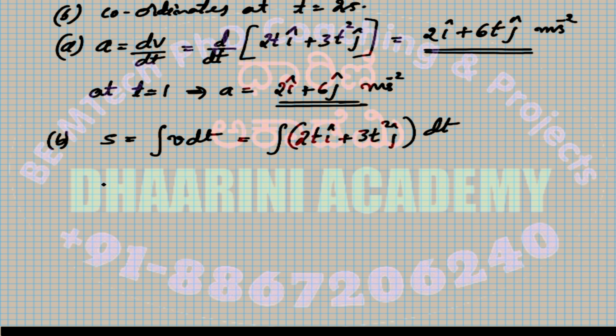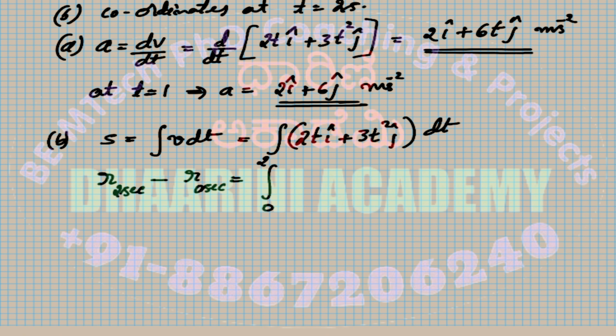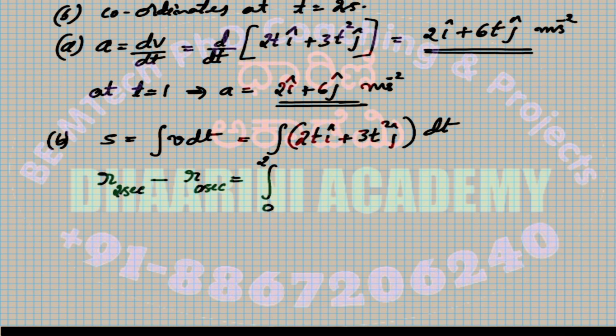So I'm supposed to write r, that is the position at 2 seconds, minus the position at 0 seconds. The integration will happen from the initial position to the last position of time. So time starts from 0, time goes till 2, because the question says find till 2 seconds. All right, so under this condition, I'm supposed to do this integration itself.